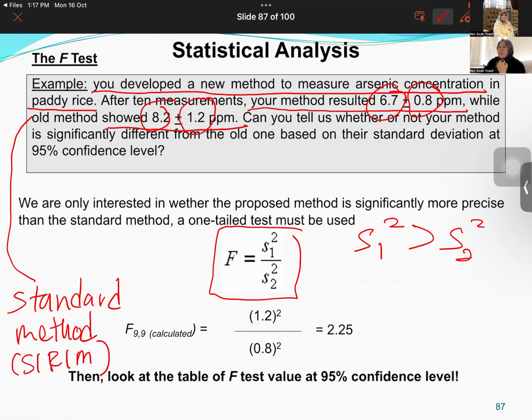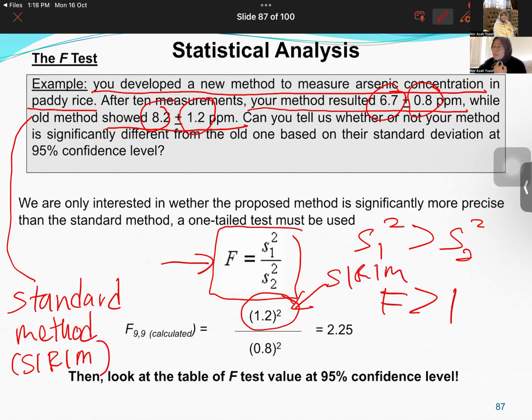So we start by calculating the F. In order to decide which one is on top and which one is the denominator, we have to put the 1.2 above, because as the rule says, F has to be greater than 1. So this one is by CHM, and this one is my own method.